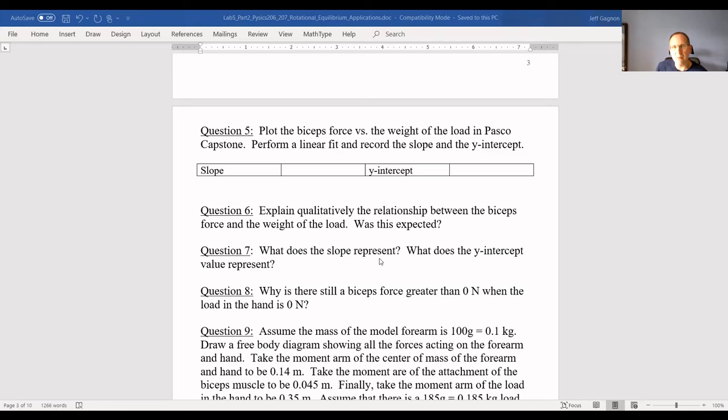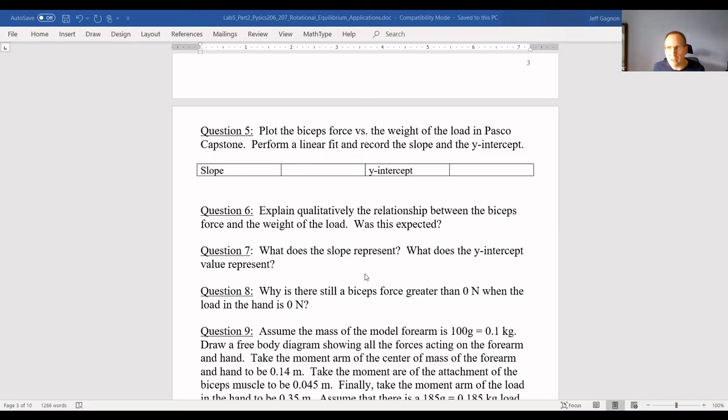What does the slope represent? Well, remember, the slope, this value right here, should be the ratio of the moment arm of the object to the moment arm of the muscle.